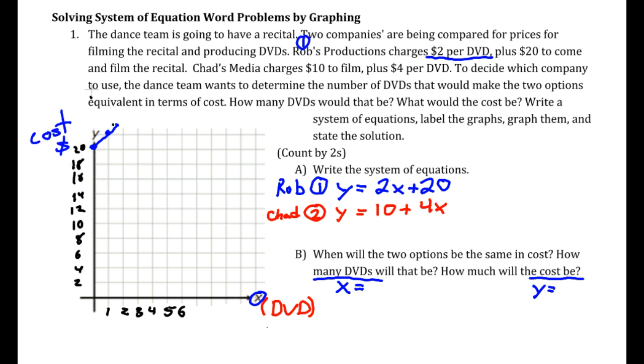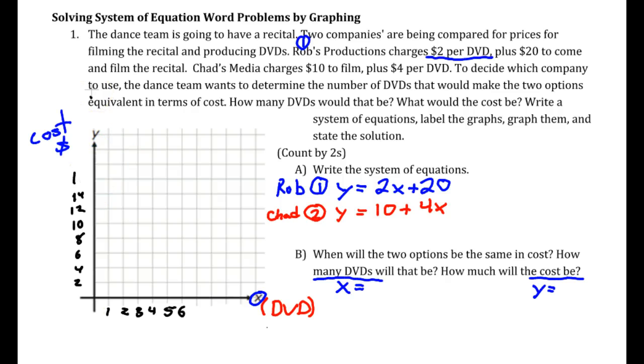So that really doesn't help me. I can't see where these intersect. And then Chad would be right here, $10, but going up 4. If I follow this slope, I can see that they're eventually going to intersect, but I can't tell by my scale where that is. So you have to choose your numbers correctly in order for them to graph. This isn't going to work. I can't use 1, 2, 3, 4, 5, 6, and I can't use 2, 4. They do intersect, but just not on the scale I gave.